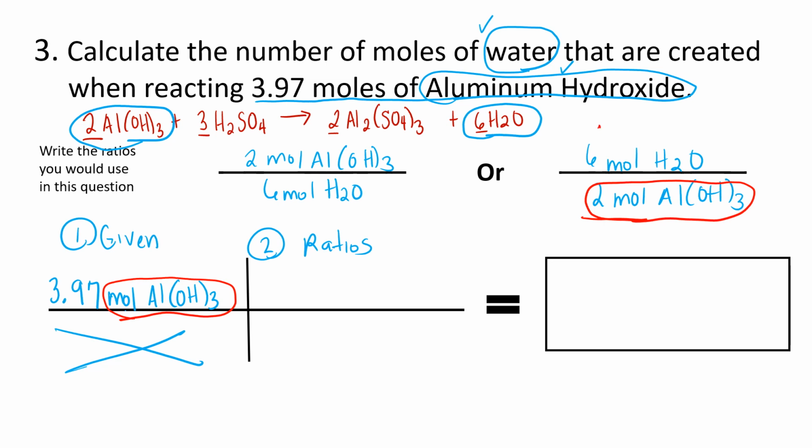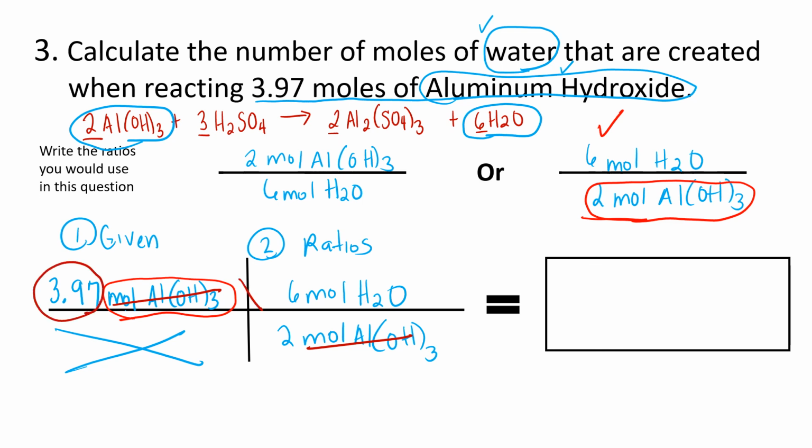So I'm going to pick the second option. I'm going to write 6 moles of water over 2 moles of aluminum hydroxide. Once I do that, I can very easily cancel the units, moles of aluminum hydroxide with moles, and now all I have to do is take the top number, the 3.97, multiply it by 6, and then divide it by 2. Just so you know what it looks like numerically: 3.97 times 6 divided by 2.